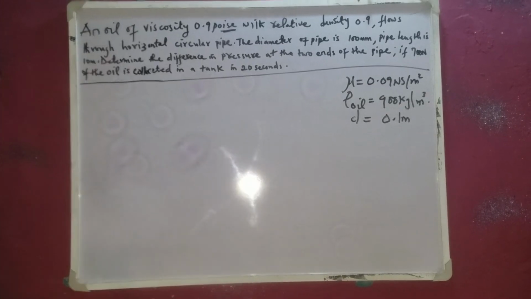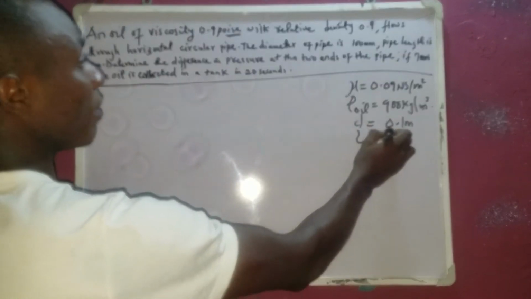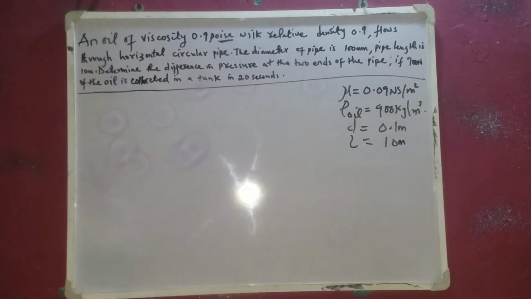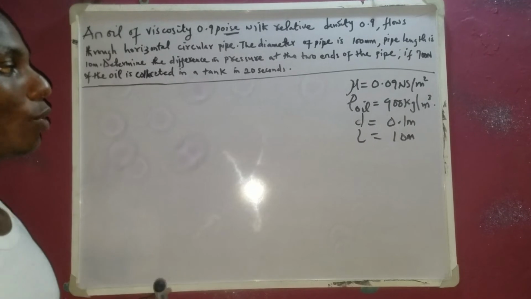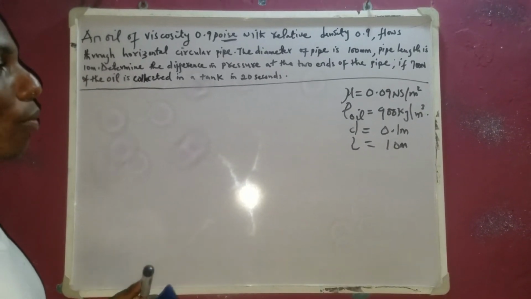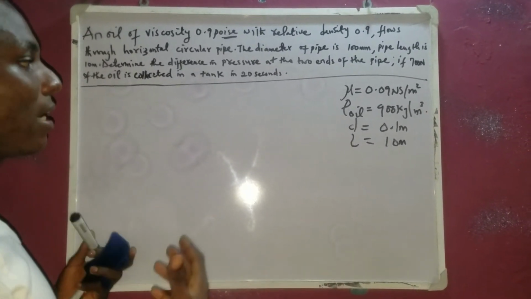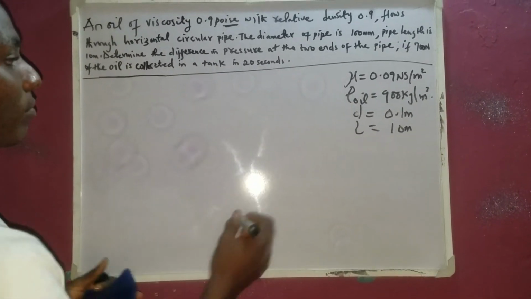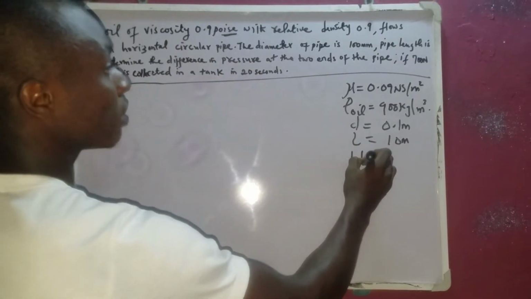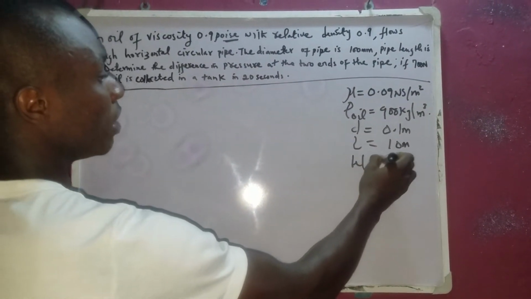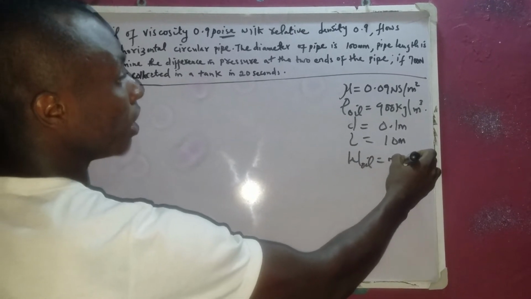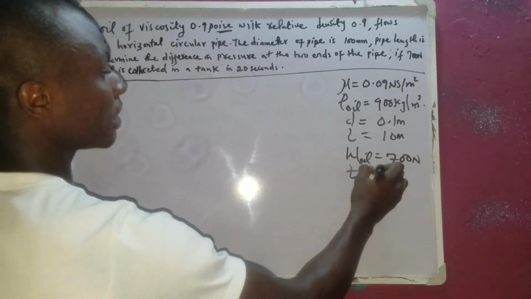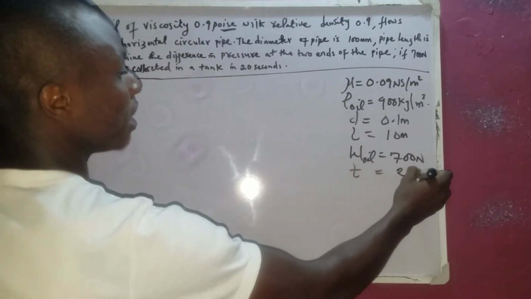Then of course the pipe length L is already given in meters. So it's 10. There is no point to convert, because we're trying to bring all the units to a uniform ground, so that when we are solving we will arrive at a very accurate value. So what's left? The weight. Weight is in Newton. The weight of oil is in Newton already, so let it be there. And then the time for which the oil was collected, time T, is equal to 20 seconds.